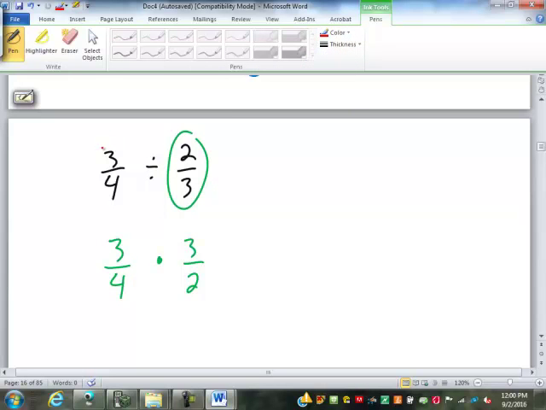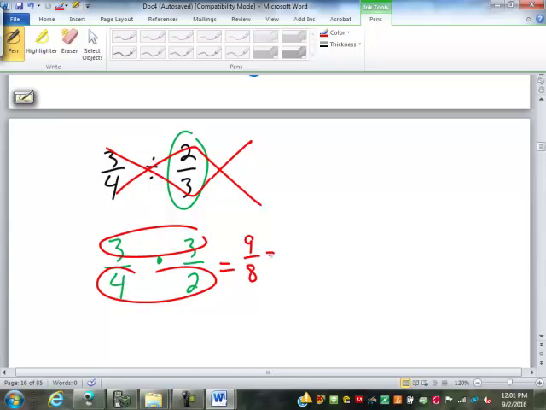Some of you may have been taught something called the zigzag method or something like that. That's a gimmick, one of the things I kind of dislike. But if that works for you, great. As long as it works for you. But anyway, so we found this reciprocal. Now we're going to multiply. 3 times 3 is 9. 4 times 2 is 8. 9/8, or reduce that to 1 1/8.